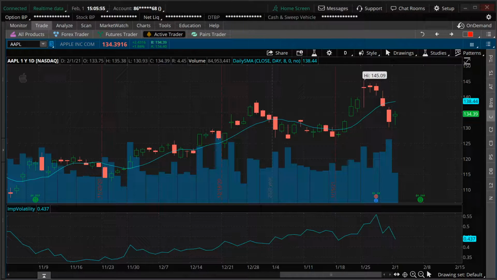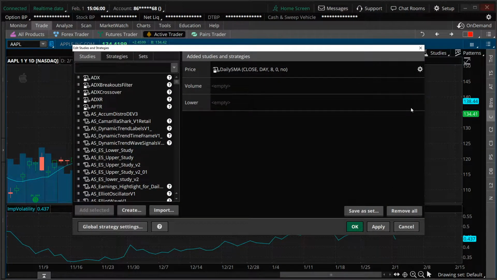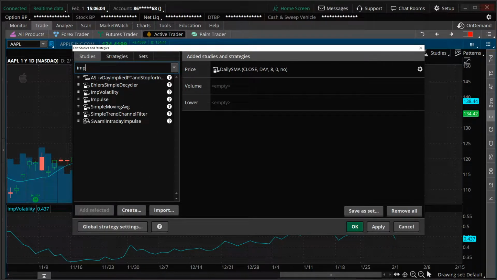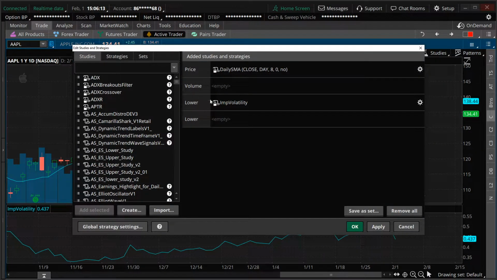What I'm looking at here is implied volatility on my charts, and I'll take it off and show you how I like to find it. I will go here and type in IMP. Double click it, it's a lower study, apply. And I'll just click here on this little edit studies.